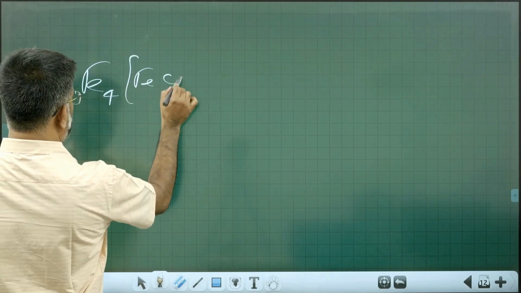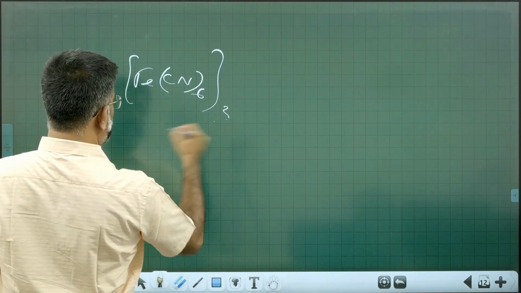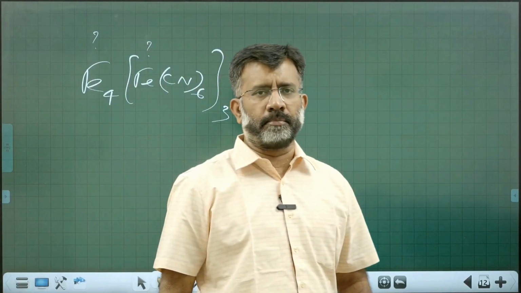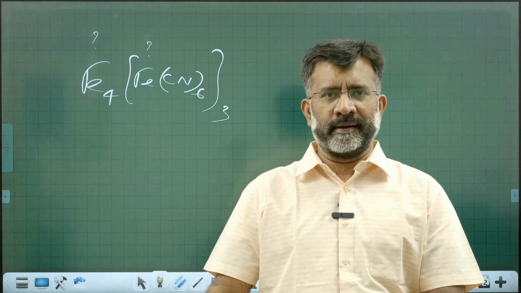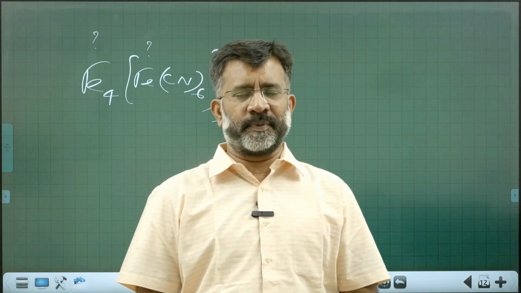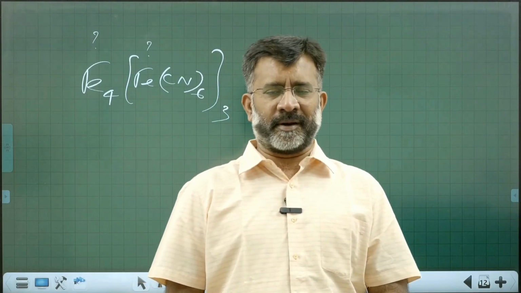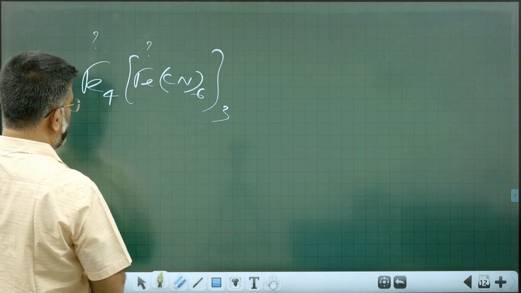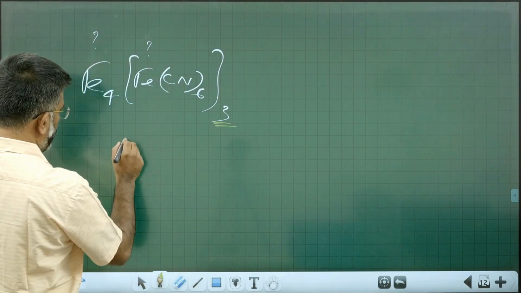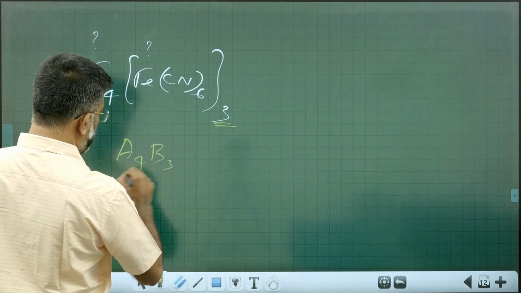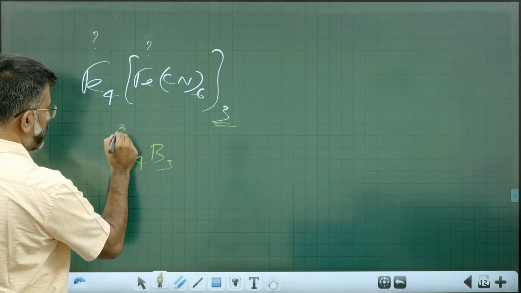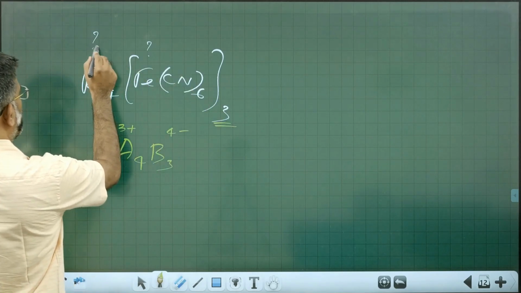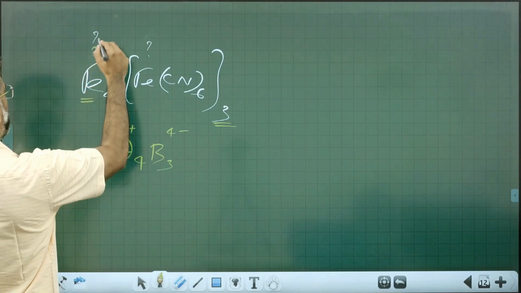Fe4[Fe(CN)6]3. What is the oxidation number of iron? The so-called Prussian blue. There is one iron outside the complex sphere, one iron inside the complex sphere. How do you find the oxidation number? Very, very simple. When you have a formula A4B3, what do you understand? This 3 is the charge of this and 4 is the charge of this. So naturally this 3 is the charge of this, so this iron is in the +3 state.